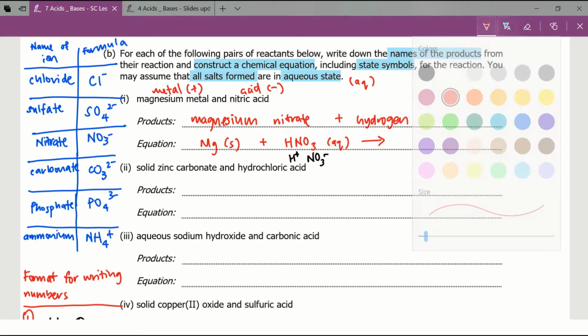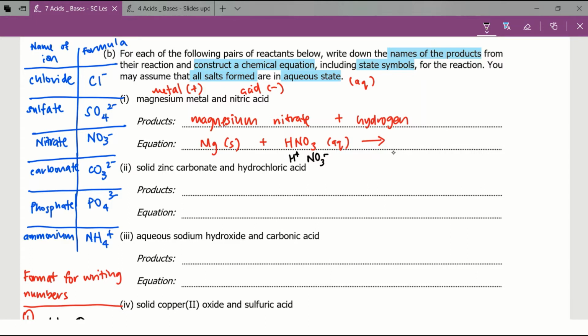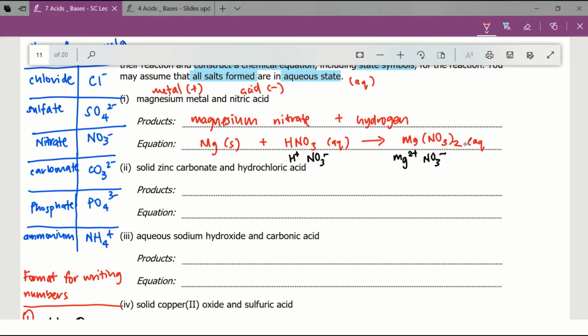For magnesium nitrate, magnesium is in group 2, Mg2 plus. Nitrate ion is NO3 minus. So we should be having Mg(NO3)2. This is a salt, and just now we said all salts are in aqueous state, so this is (aq), plus hydrogen gas. Hydrogen gas is the formula H2 (g). Okay, so this is H2, not H.